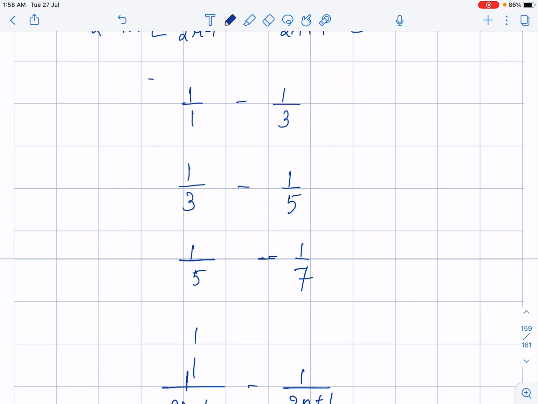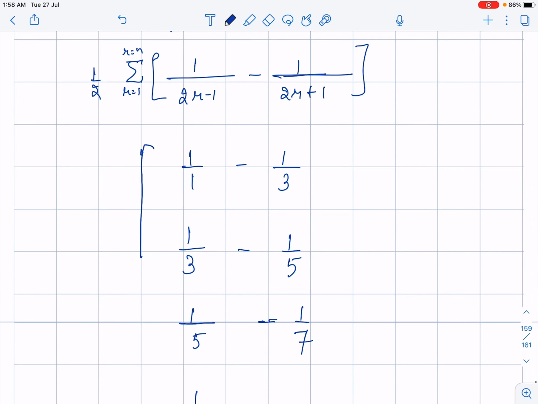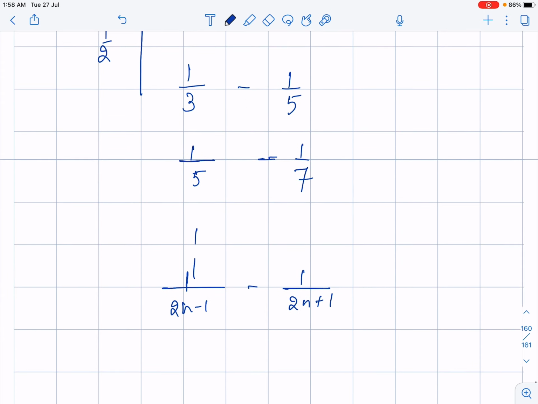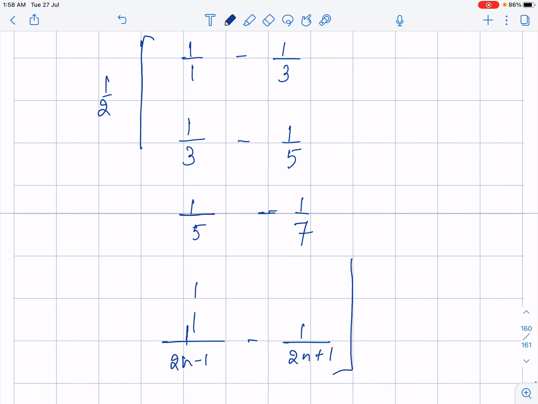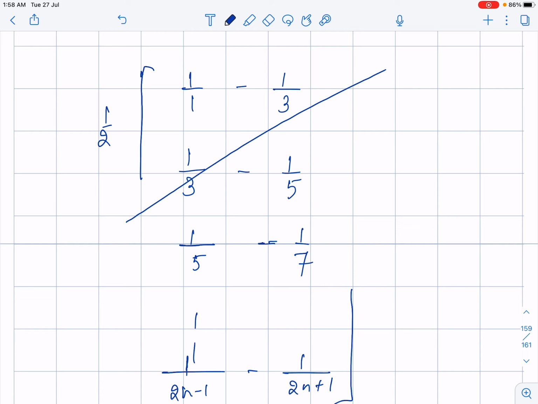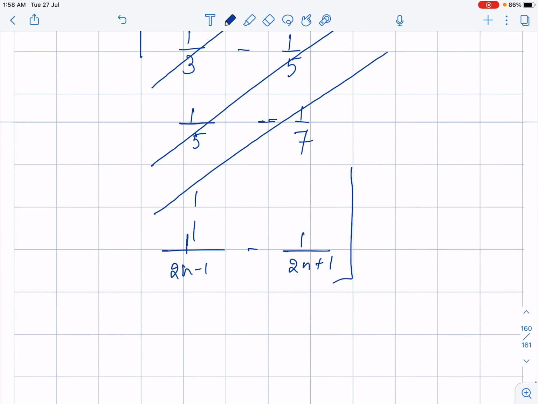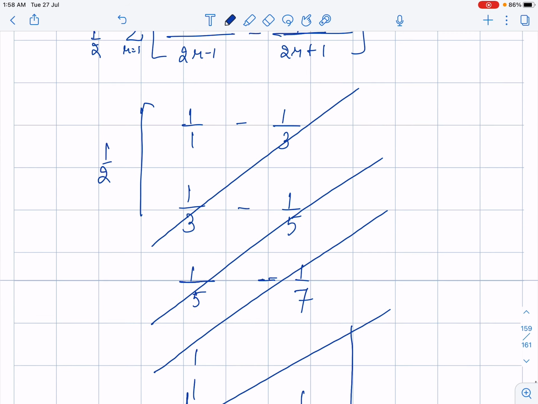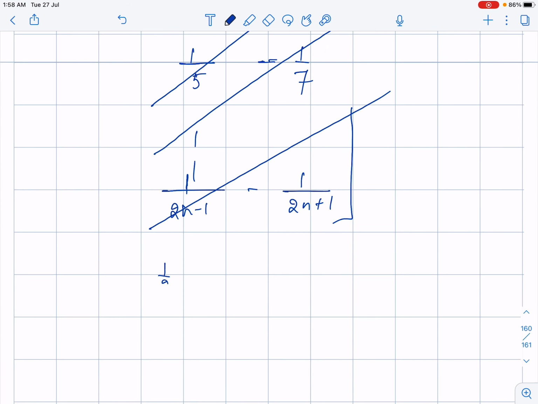And the whole of this thing is multiplied by what? We know it is 1 by 2, so multiplying it with 1 by 2. Now let's see what all things are getting cancelled. Plus minus 1 by 3 will get cancelled directly. Plus minus 1 by 5, plus minus 1 by 7, and everything in between will get cancelled like this. So 1 by 2 multiplied by (1 minus 1 upon 2n plus 1) will be the final value of this thing.